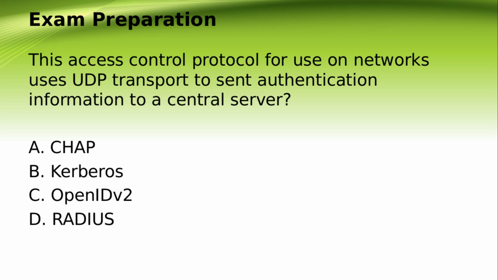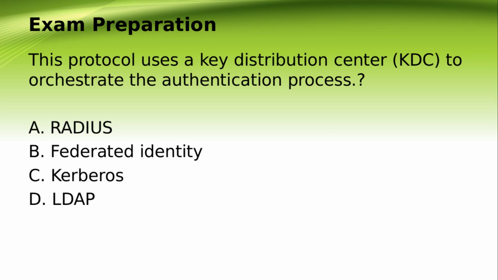Exam preparation. This access control protocol for use on networks uses UDP transport to send authentication information to a central server. Answer D, RADIUS. The answer is RADIUS. Second one, this protocol uses a key distribution center to orchestrate the authentication process. Answer C, Kerberos. The answer is Kerberos.